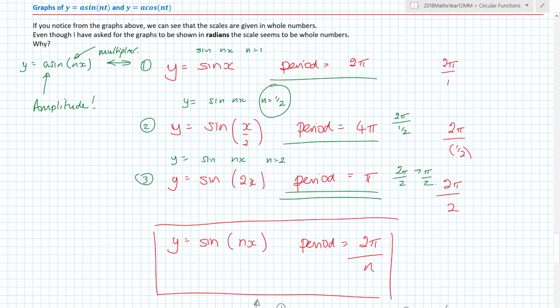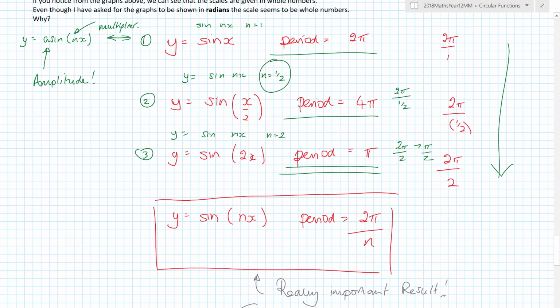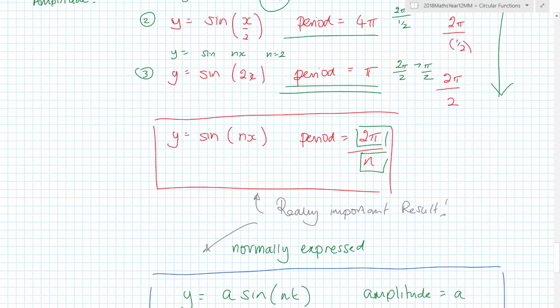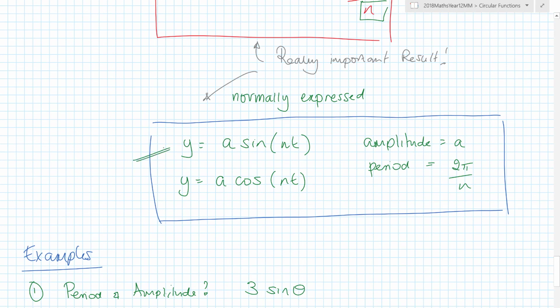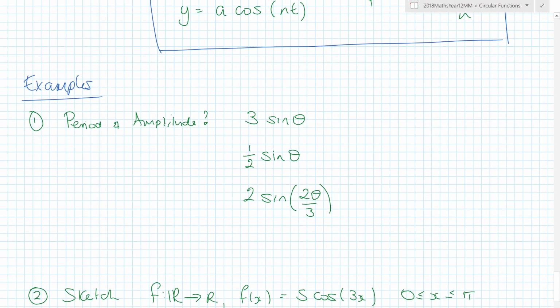If I go back and compare each of these results here, then what I'm actually doing to get the new period of my function is taking the value of 2 pi, which is my standard period, and dividing it by this multiplier. And again, that sort of makes sense because it's the opposite of what we're doing inside, right? That is really, really important. Again, we need to make sure that we express it as a sine nt, where we know that the amplitude is a and the period is 2 pi on n, but this is used ever such a lot in exams, like ever such a lot.